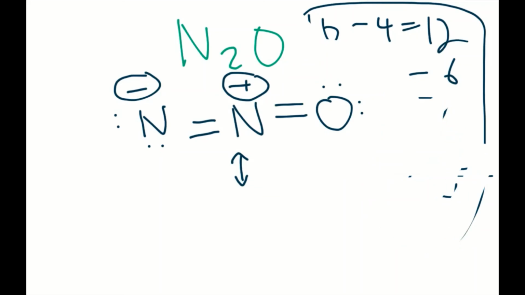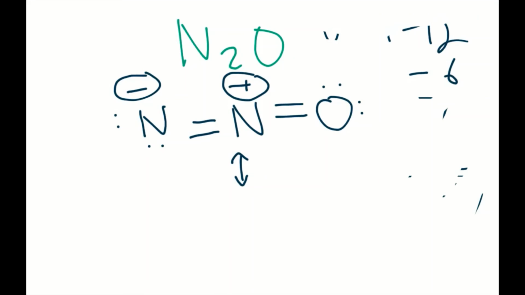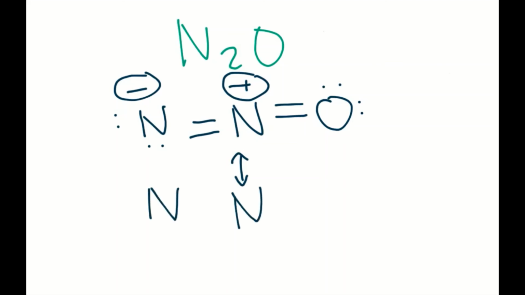And let me just erase all these numbers because we don't really need those anymore, and it takes up space, so I'm going to erase them. Now let's draw the resonance structures. So we still have the N, N, and O combination because we are not going to move the atoms, we are going to move just the electrons. So, how should we go about doing this? This is going to be a bit tricky. So, how should I move the electrons?